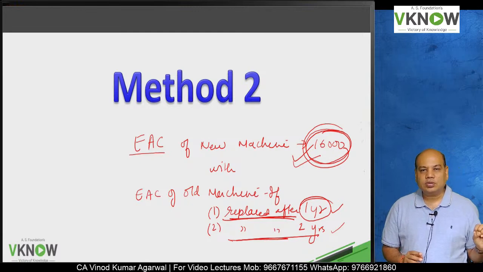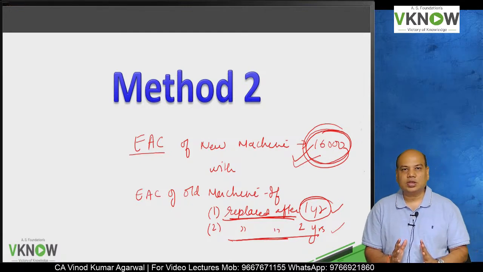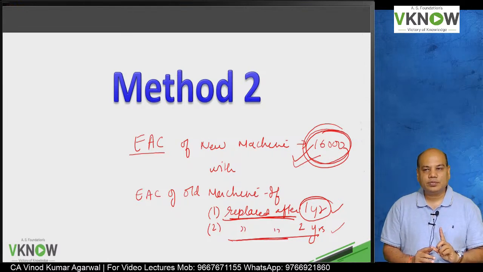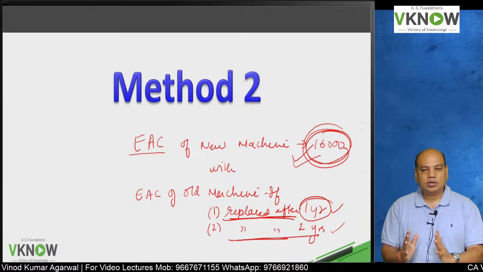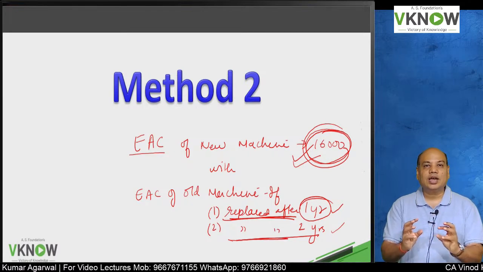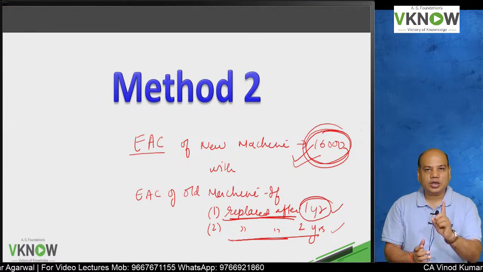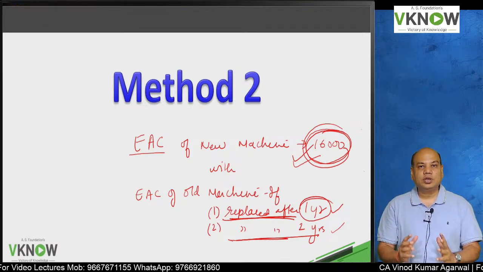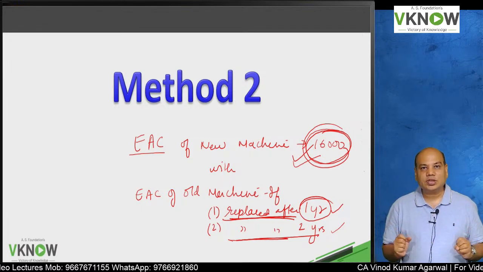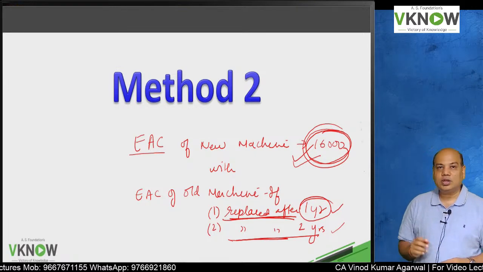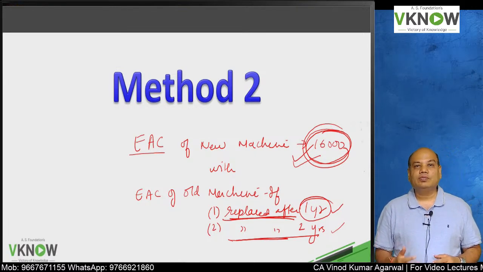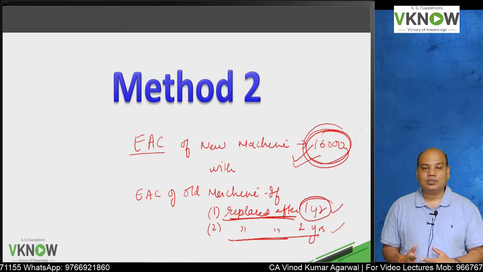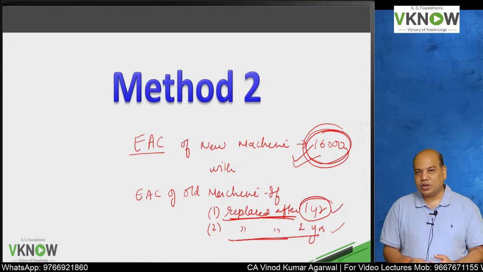One is a new machine whose EAC is 16,000. Second, the old machine, assuming it has one more year of life. If you use it for 1 year, what will be the EAC? What is the annual usage cost? All numbers converted into a single figure, EAC. And if you use the old asset for 2 years, what will be the EAC? Comparison becomes easier. In the exam, whichever method you find easier to understand and quicker to solve, you can use that method. Both methods are allowed.